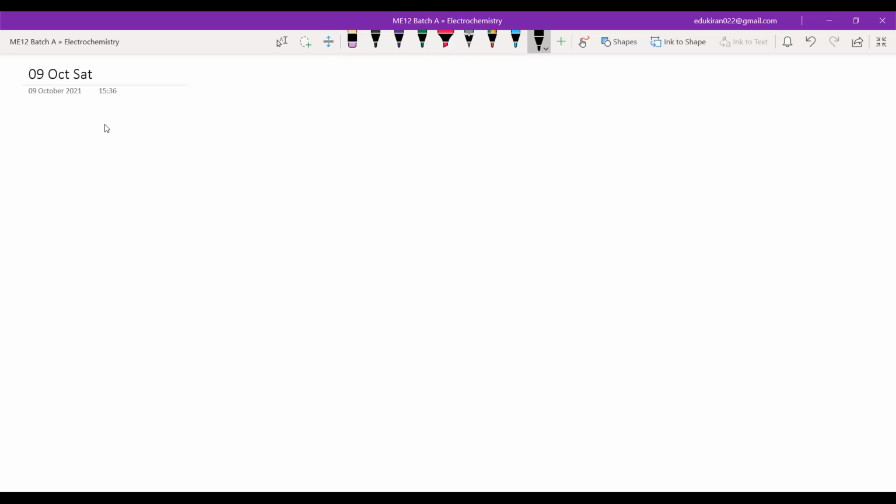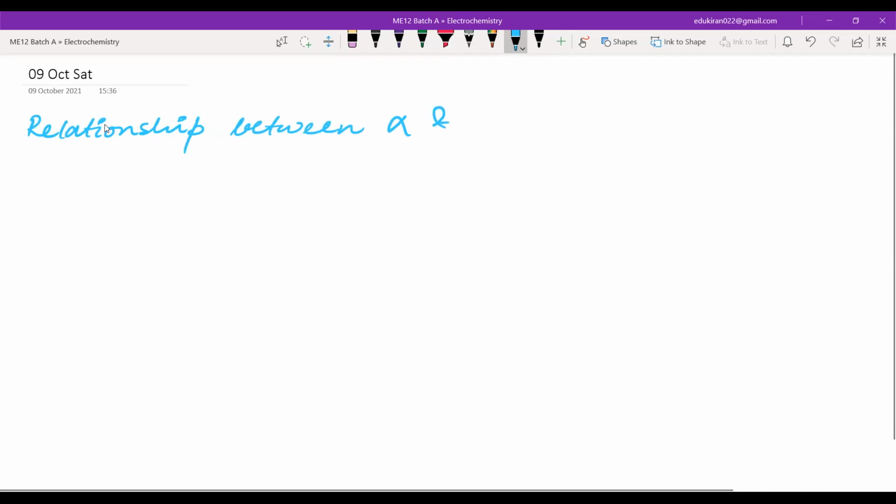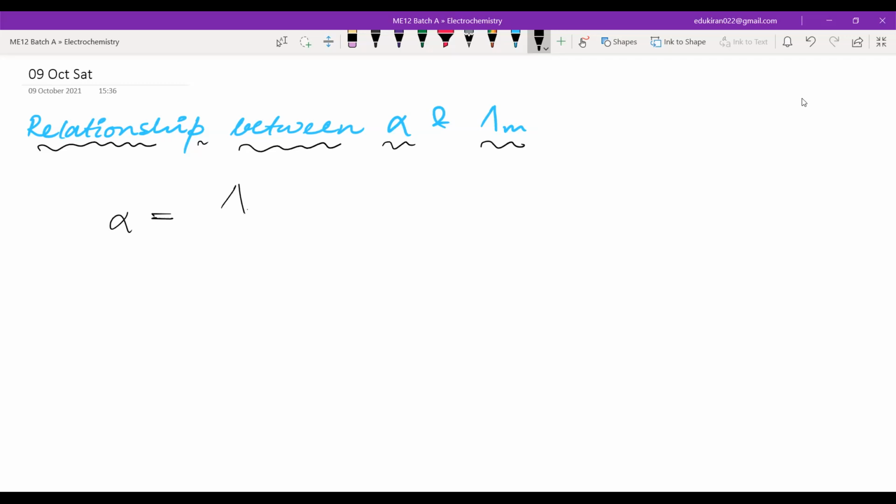We just have to look at the relationship between the degree of dissociation and lambda m. So write that: relationship between alpha and lambda m. Okay, alpha and lambda m. Now, we have alpha and this is lambda m, right? So alpha is equal to lambda m divided by lambda naught m.